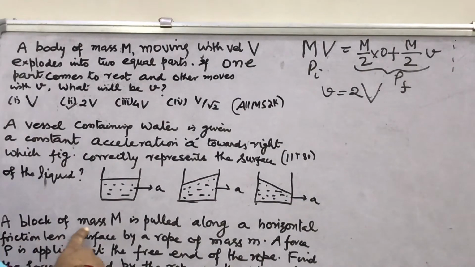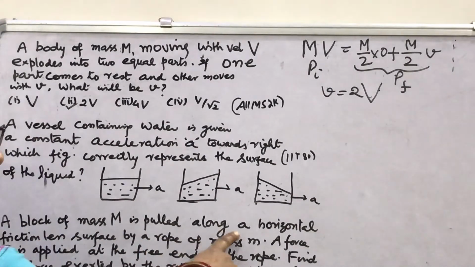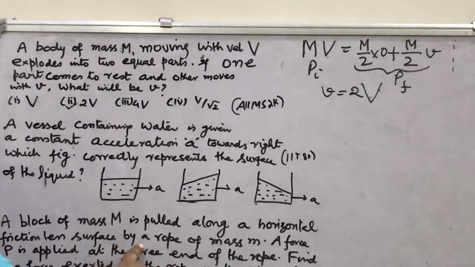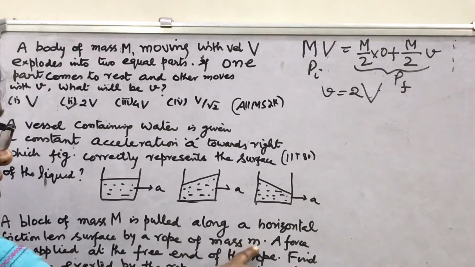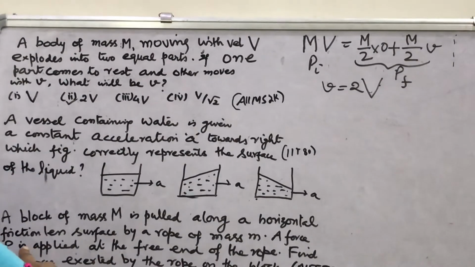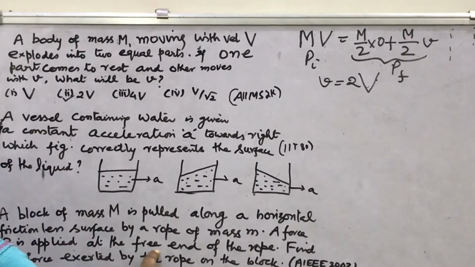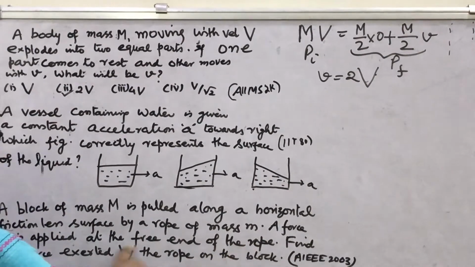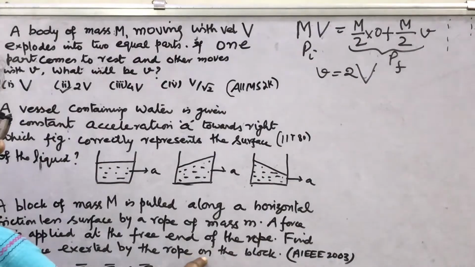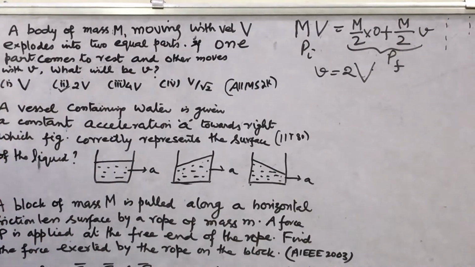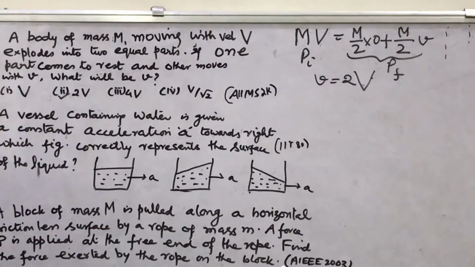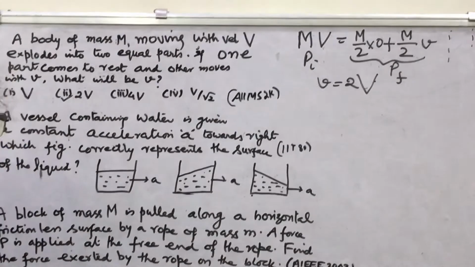Next one: a block of mass M is pulled along a horizontal frictionless surface by a rope of mass m. A force P is applied at the free end of the rope. Find the force exerted by the rope on the block. This question was asked in AIEEE 2003.